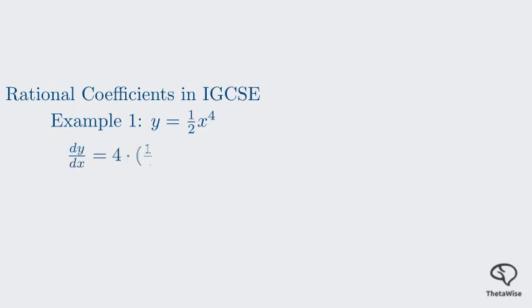Let's apply this to a case where the coefficient is a rational number, which is a common feature in IGCSE exams. Consider the function y equals 1/2 x to the power of 4. Here, our coefficient a is 1/2 and our power n is 4. To find dy by dx, we multiply the front by the power of 4. 4 times 1/2 gives us 2. Then, we reduce the power from 4 down to 3. So, the derivative is 2x cubed.